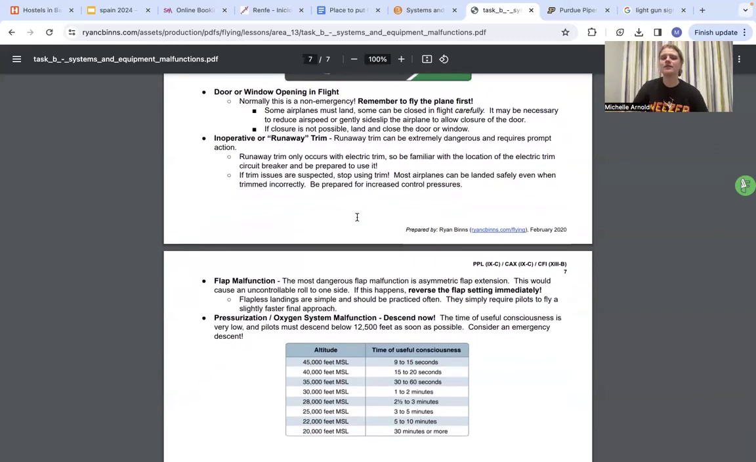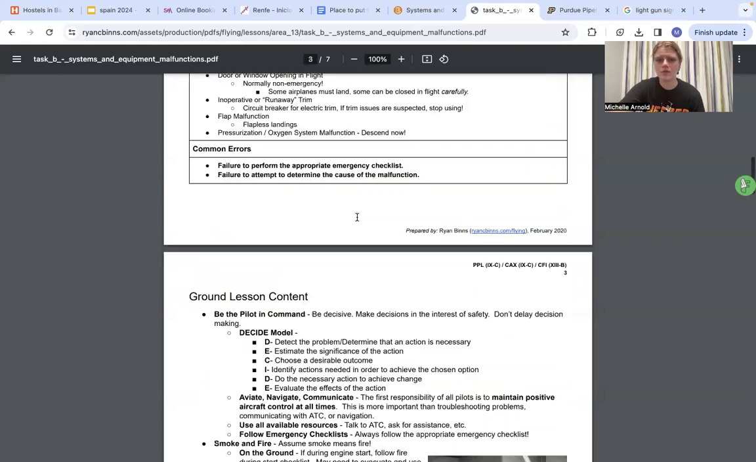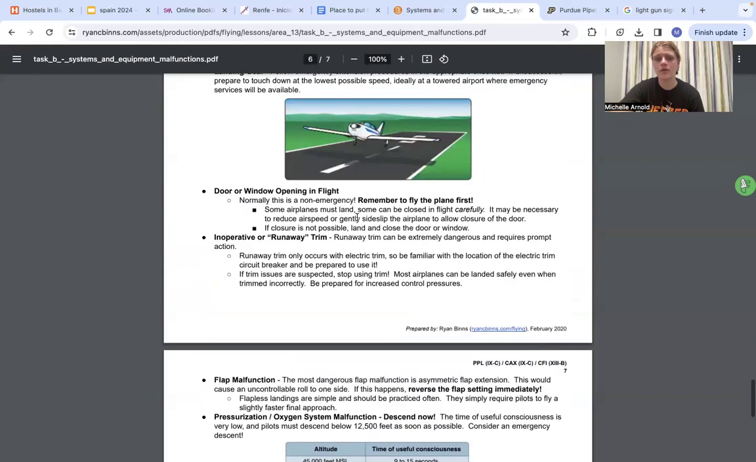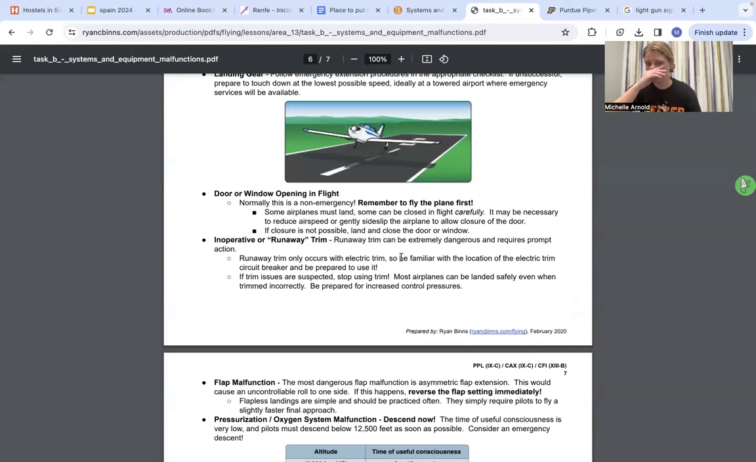All right, if you have inoperative or runaway trim, this can be extremely dangerous and it requires prompt action. So you want to declare that it's broken. It can help to verbally say that. And runaway trim only occurs with electric trim, so be familiar with the location of the electrical trim circuit breaker and be prepared to use it. So if there's a circuit breaker, go ahead and pull it. If issues with trim are suspected, just stop using trim. Most airplanes can be landed very safely, even when trimmed incorrectly.